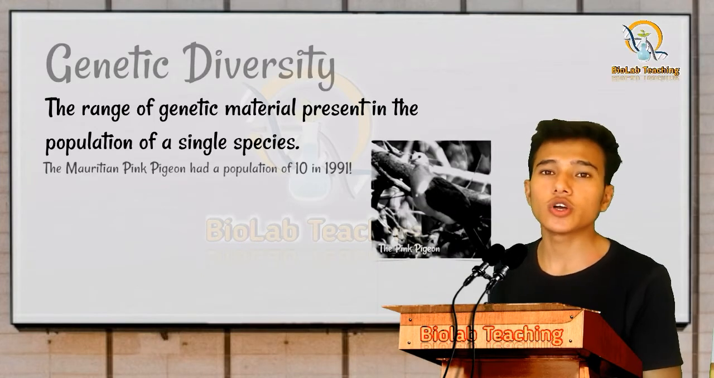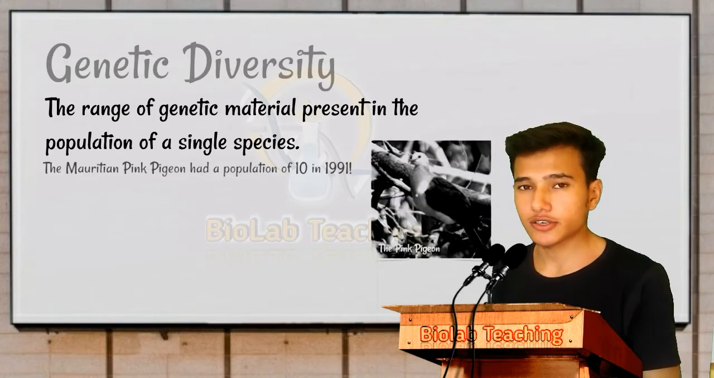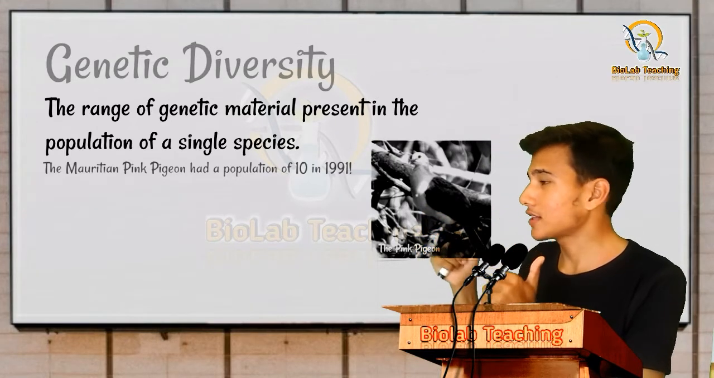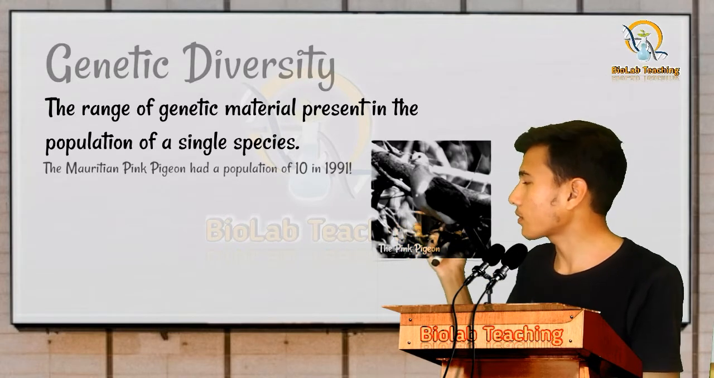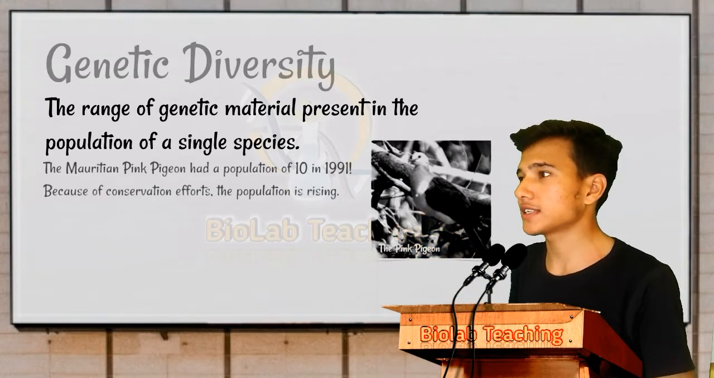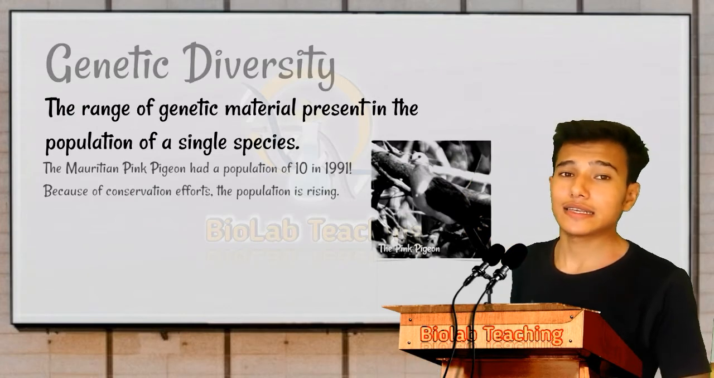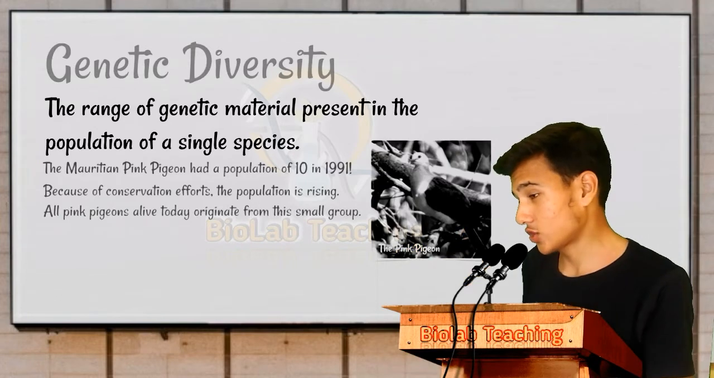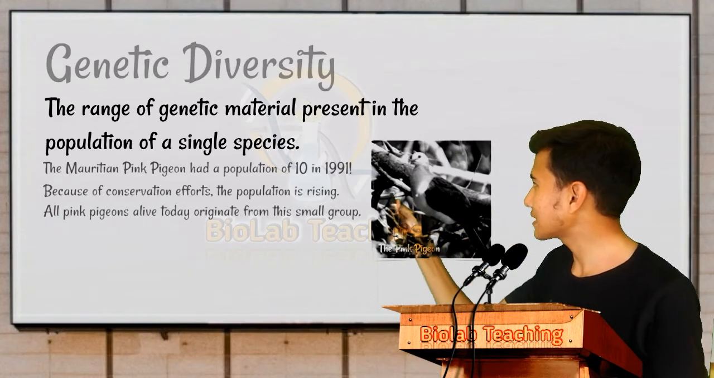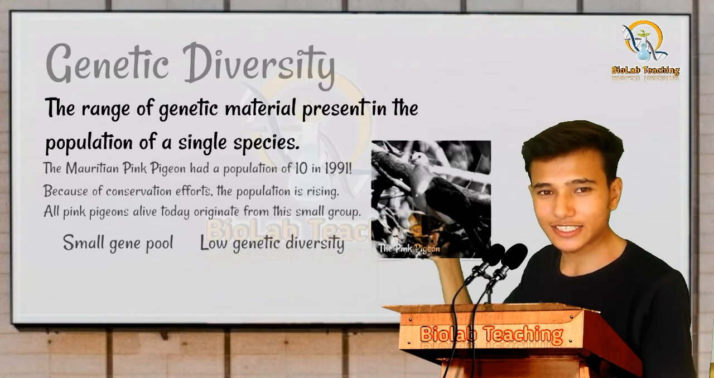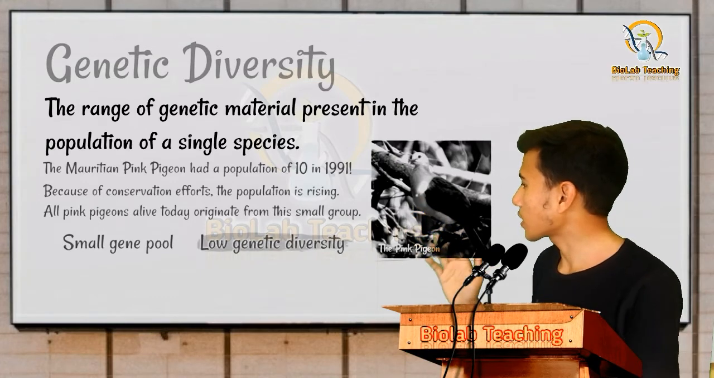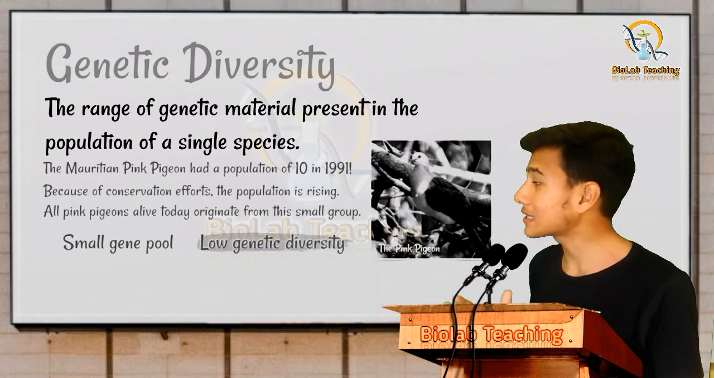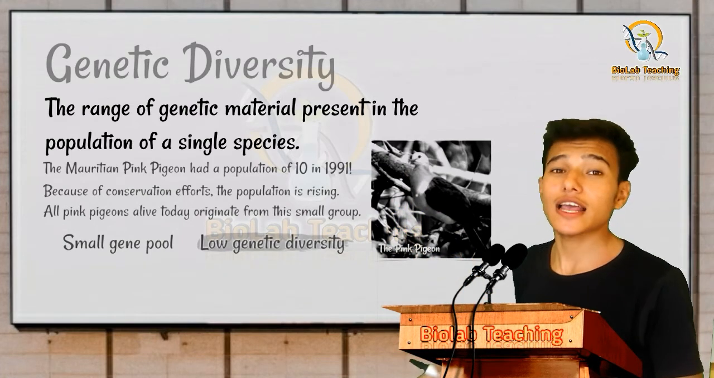The Mauritian pink pigeon, and this is an endemic species. It can only be found on the island of Mauritius. And this was brought close to extinction in 1991 when it had only 10 individuals left. There was quite a lot of effort put into its conservation, and now the population is rising, so it's sort of a success story. But all of the pink pigeons that are alive today originate from this group of 10, which means there's a really small gene pool, which means it has a very low genetic diversity. There is very low genetic diversity within this population.